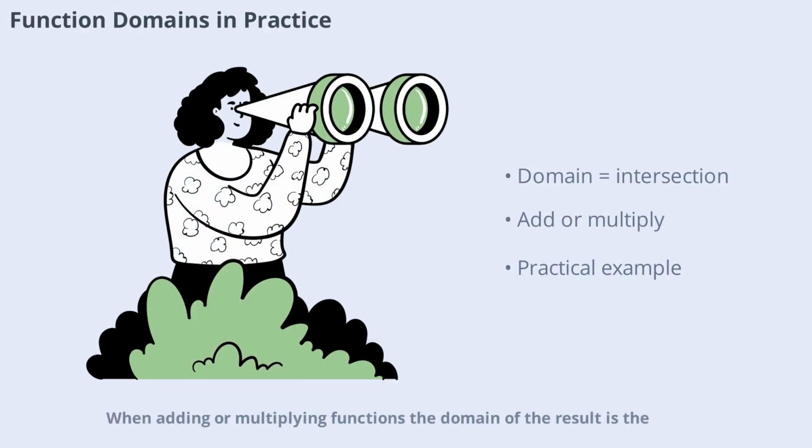When adding or multiplying functions, the domain of the result is the intersection of the domains of the original functions. For example, if f is defined on {2, 5, 8, 10} and g on {2, 7, 8, 10, 11}, then f + g is defined on {2, 8, 10}.